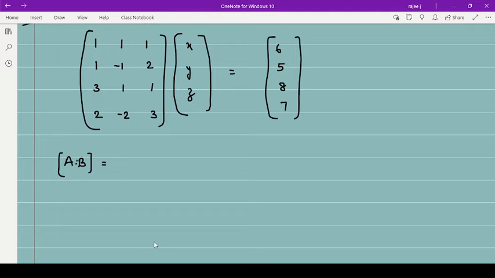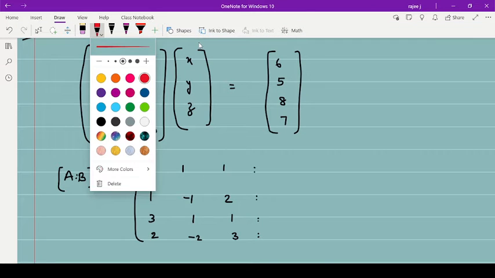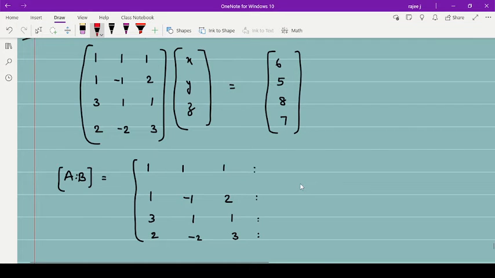Ax equal to b, therefore AB is... what to do is, this A you will write as it is: 1 1 1, minus 1 2 3, 1 1 and 2 minus 2 3. And B will be, if you need you can put this column here, and if you do not put, it's okay. So now B I will write as this is B. So this is our A, this is X, this is B. So AB, when you write, we write A first, then B, that is 6 5 8 7.